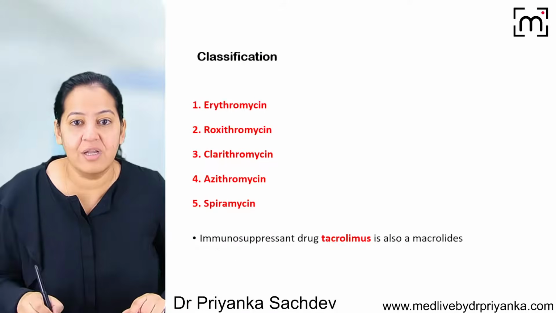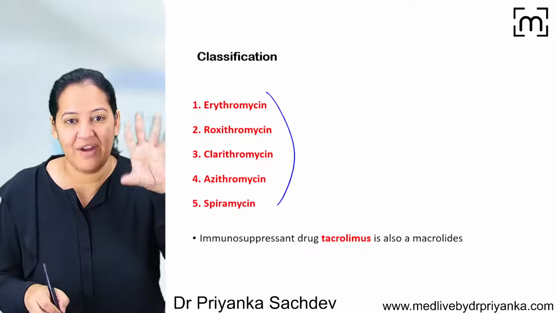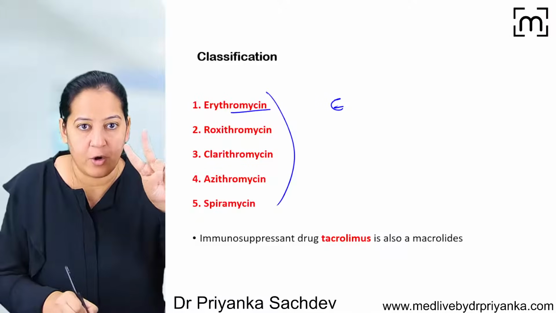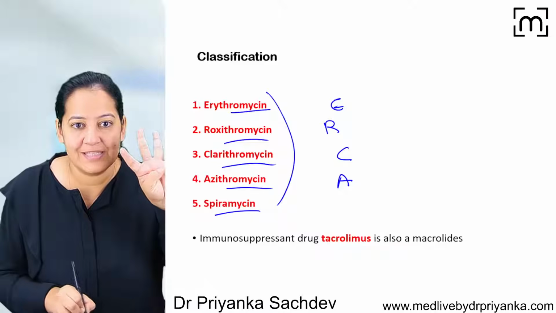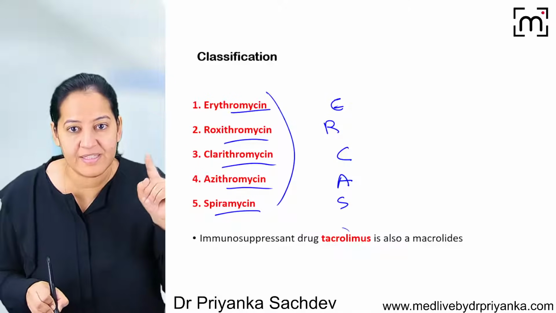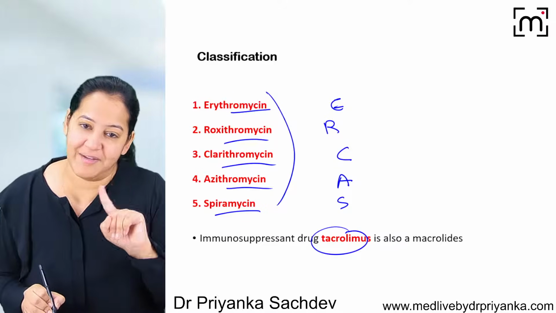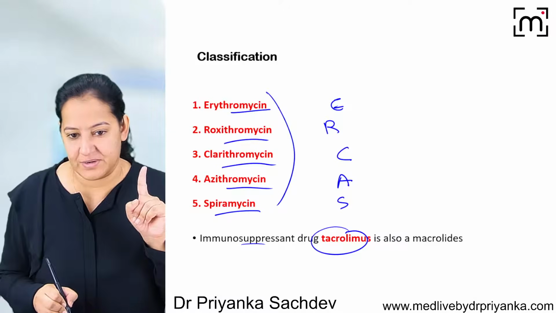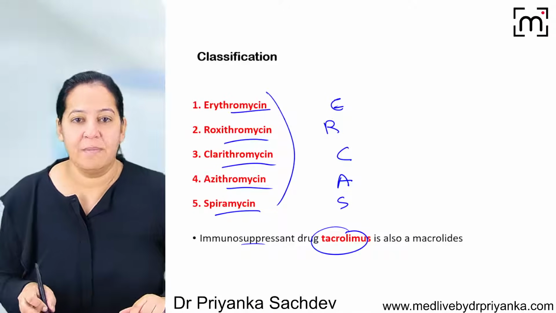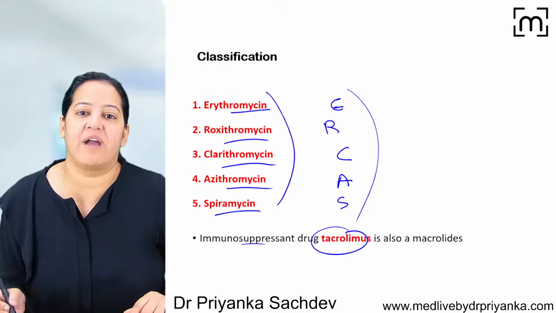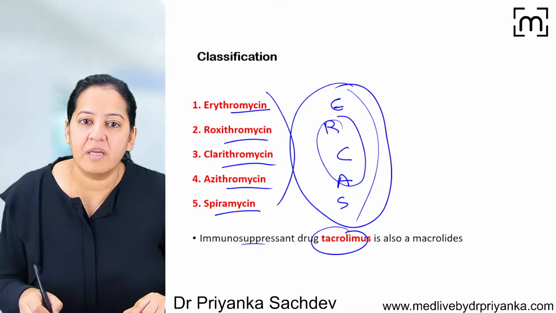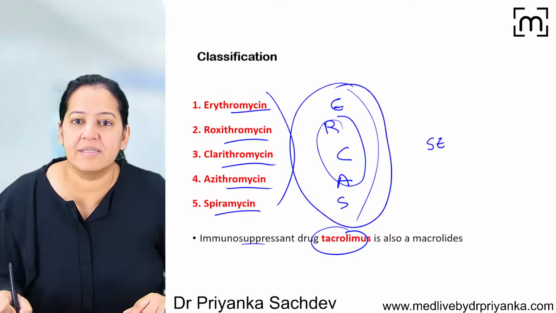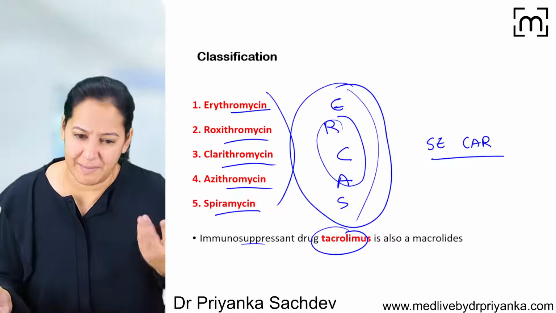What is the classification? Here we are having 5 drugs. What are the 5 drugs? Erythromycin, roxithromycin, clarithromycin, azithromycin, spiramycin. And nowadays tacrolimus. Tacrolimus is not an antibiotic. It is an immunosuppressant drug. But this one is also a macrolide. But in antibiotics, you can learn these 5 names. You can make some mnemonic, and if you have some mnemonic, you can give it to me. Make CAR, ES CAR, SE CAR. Or you can make some better one if you have.